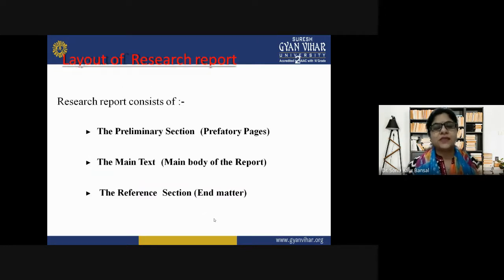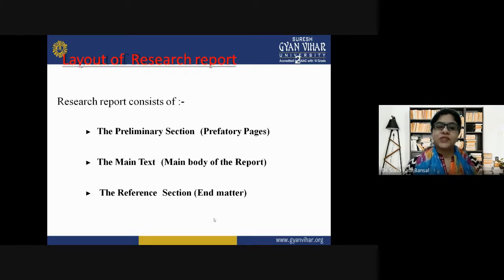First of all, let's understand what the layout of a research report is. It consists of three main parts. Firstly, the preliminary section, that is, the prefatory pages. These are very important pages when we are writing the research report, because they give you the wholesome idea or reflection of what kind of work is done, what kind of investigation is done. The preliminary section must be very attractive, accurate, and flawless. So this should be in a very proper way.